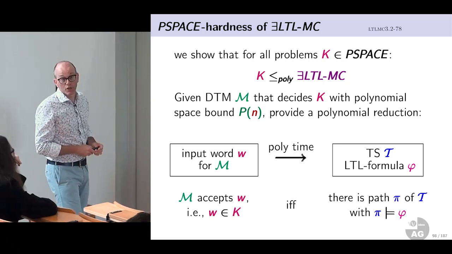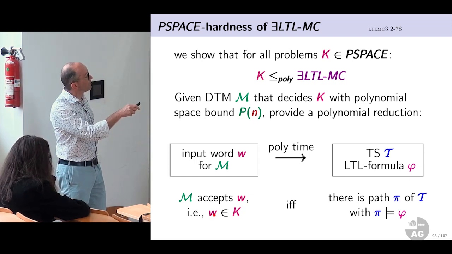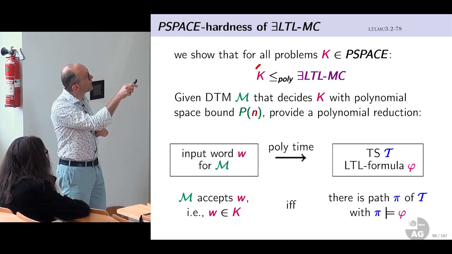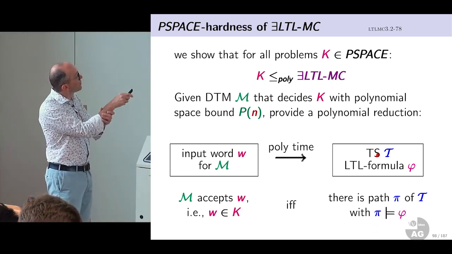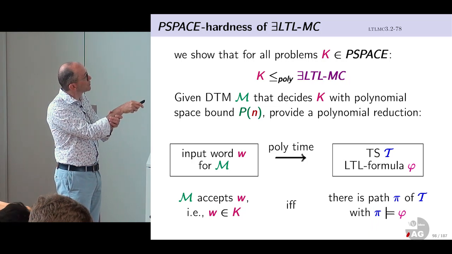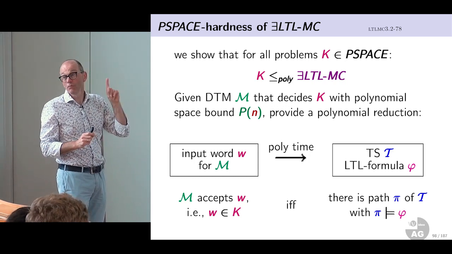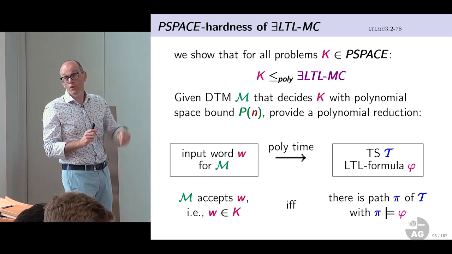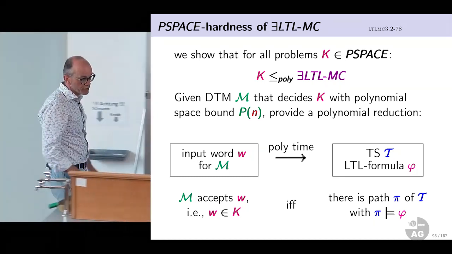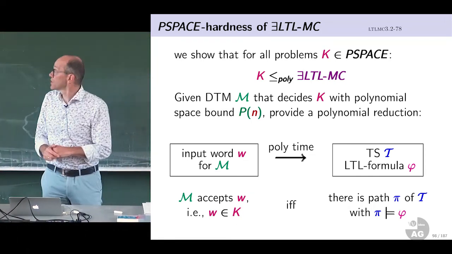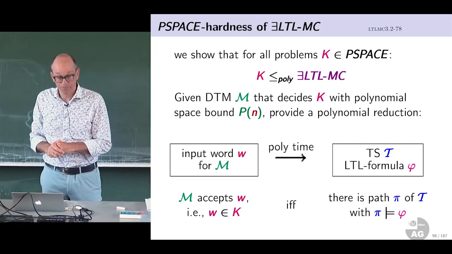such that the following holds. The Turing machine accepts w, which means w belongs to K, which means we are able to decide K, if and only if there is a path in my transition system that satisfies phi. There is a path. Remember, I'm considering the existential model checking problem. So always talk about the existential part. Good. So the main job that we have to do is, how on earth does this transition system look like depending on the Turing machine, and how does this formula phi look like?